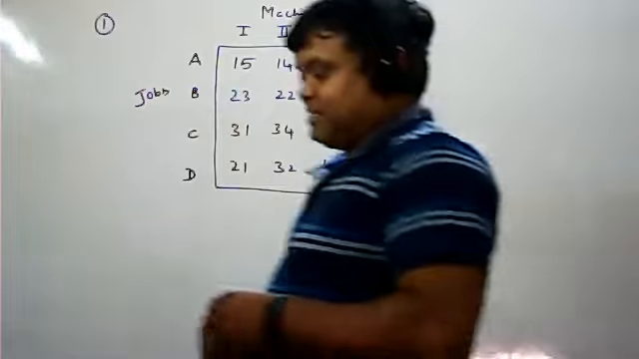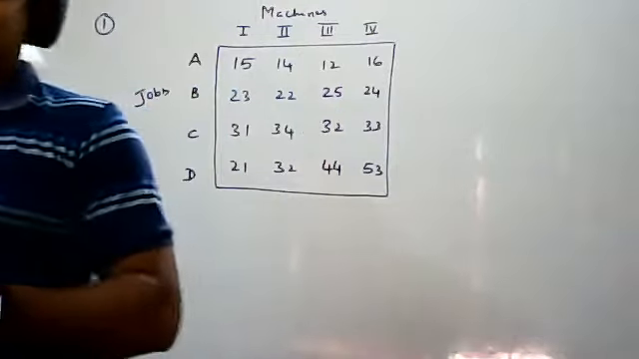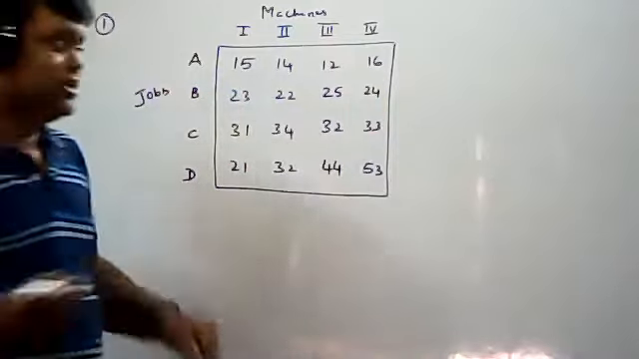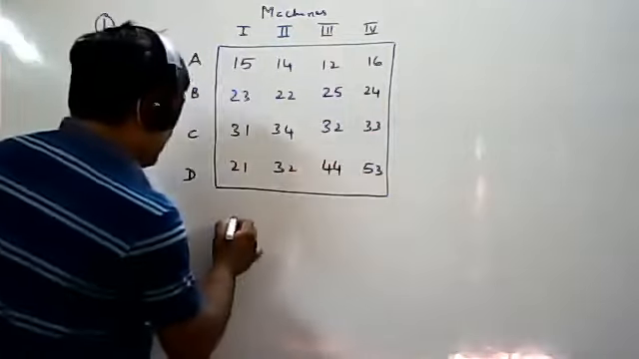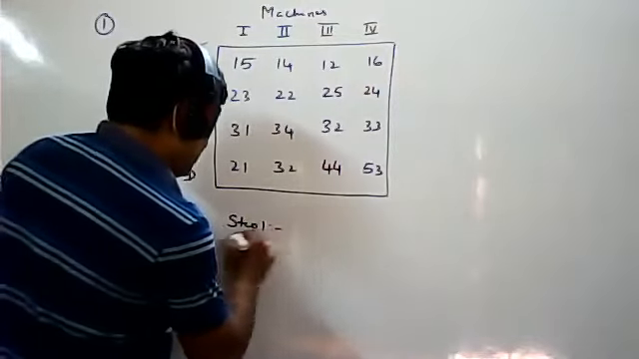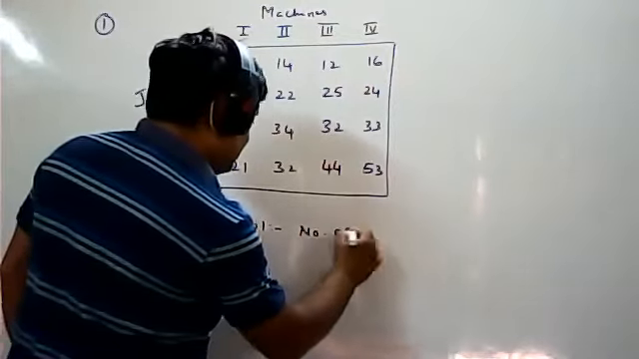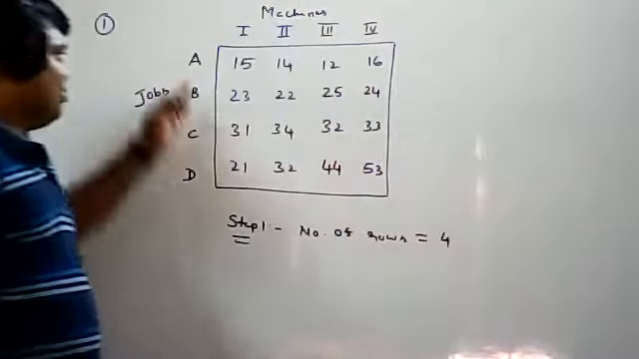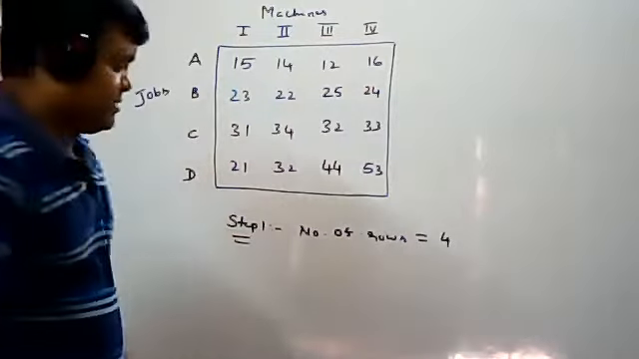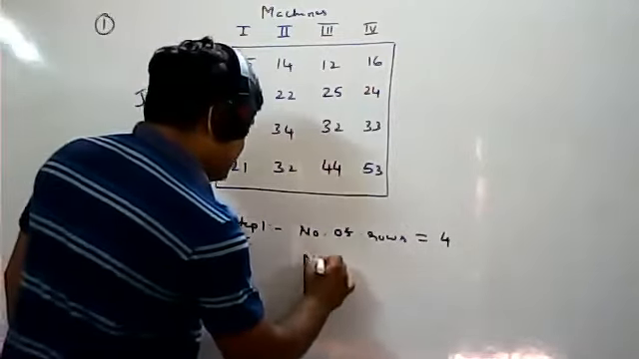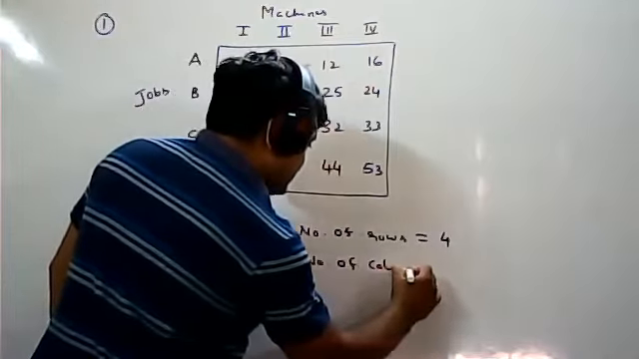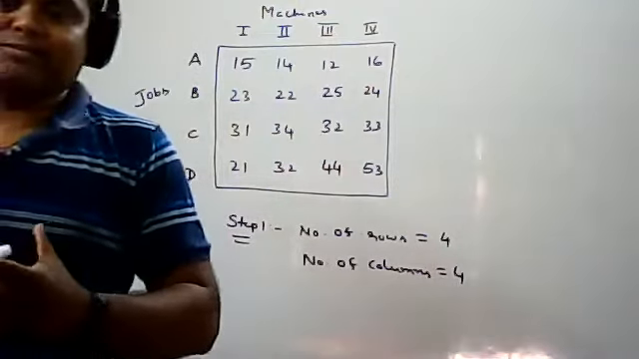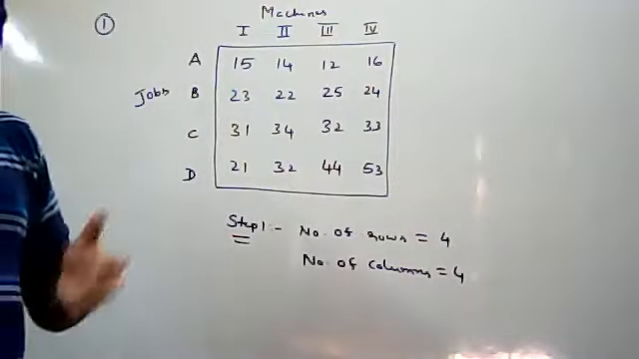So what is the first step in the assignment problem? The first step is that you have to check how many rows and how many columns are given in the problem. So how many rows are given in this problem? 4 jobs have been considered, so 4 rows are there. Next you have to identify how many columns are there. Number of columns is equivalent to 4. So step number 1 is to identify how many rows and how many columns are there.